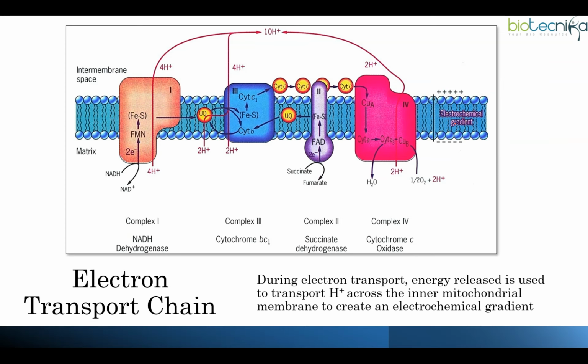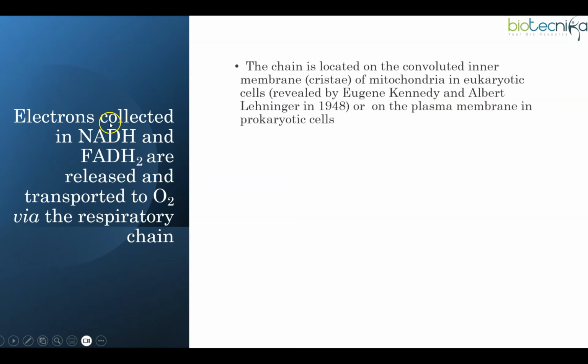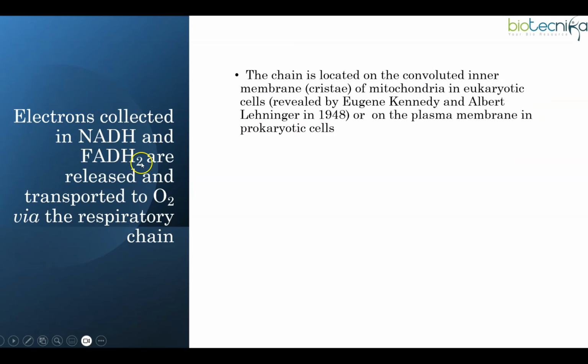Why electro? Because you have the charges involved. And why chemical? Because it involves this H+. We know H+ is related with the acidity and alkalinity of the solution. That is why we are calling it chemical gradient also. As I was mentioning, the electrons collected in NADH and FADH2 are released and transported to oxygen via the respiratory chain. Already I mentioned that this happens in the cristae of the mitochondria.